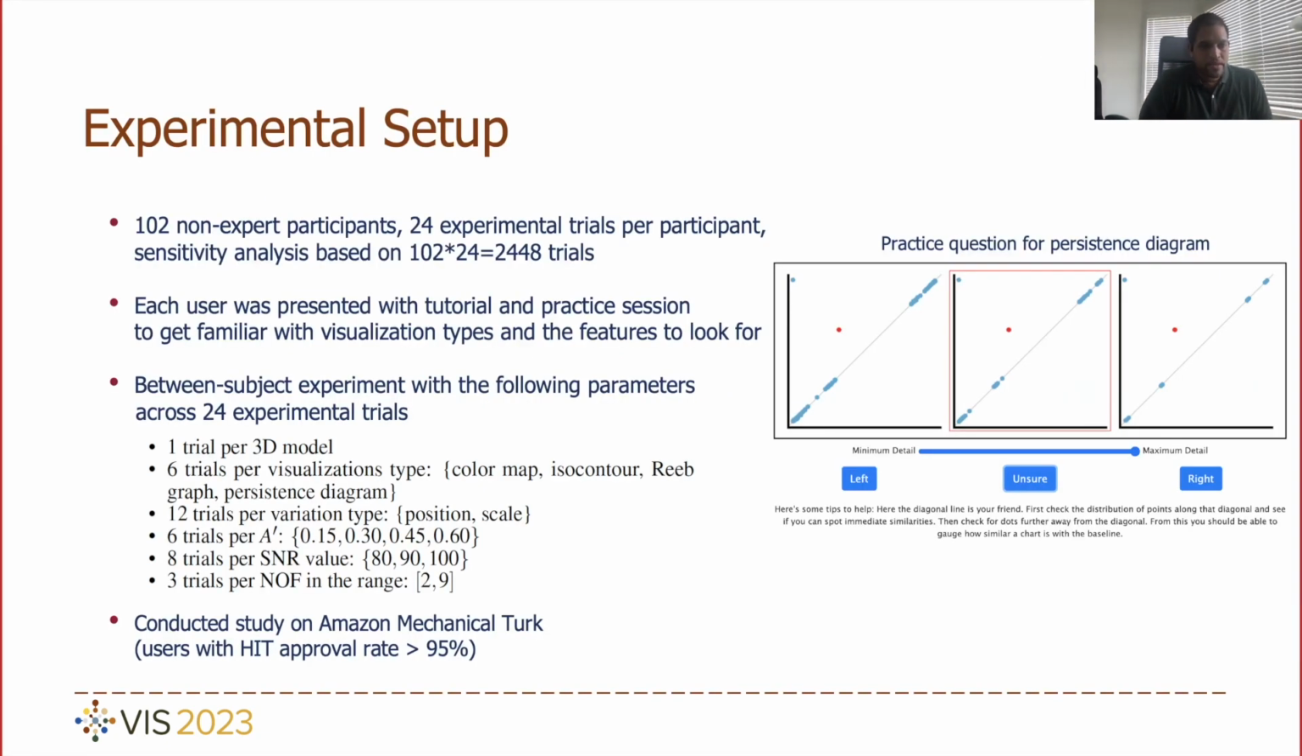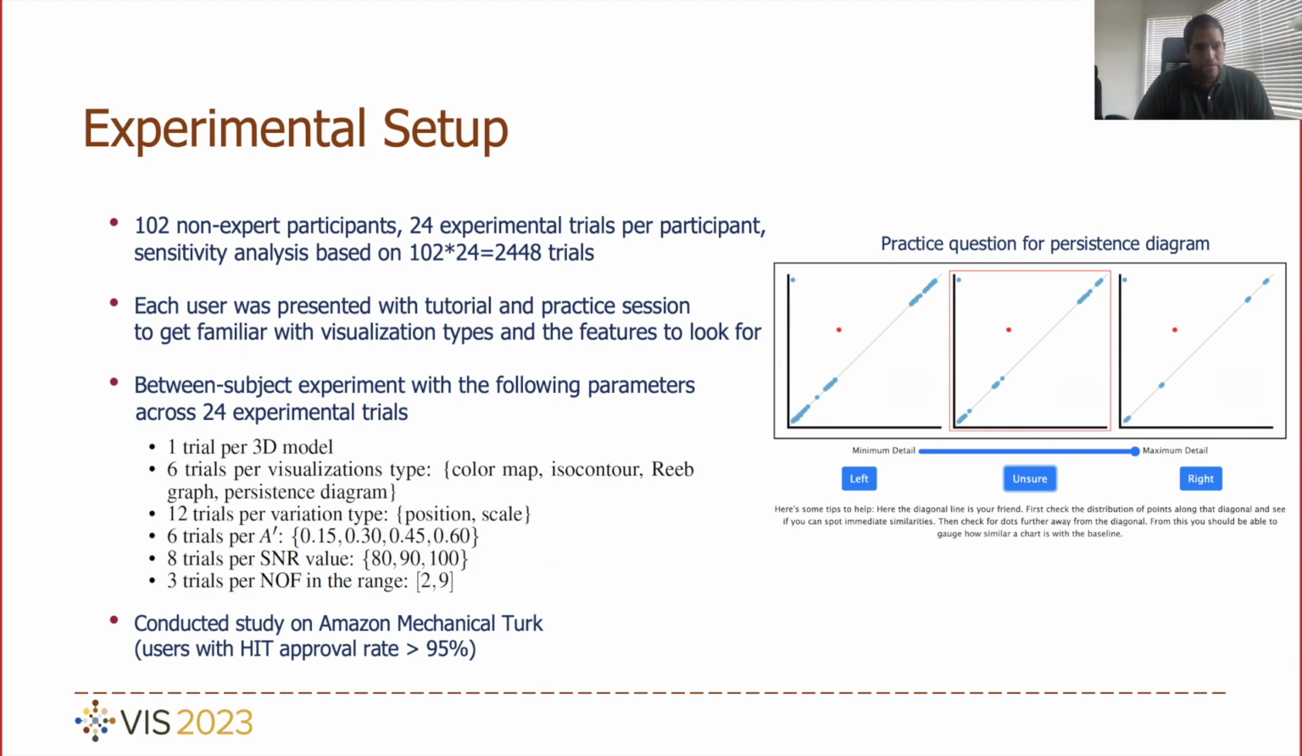Now, our experiment consisted of 102 non-expert visualization participants, each presented with 24 experimental trials, totaling 2,448 trials. And for each user, we presented a tutorial and practice session to get familiar with visualization types and features to look for, as illustrated for persistence diagram on the right hand.